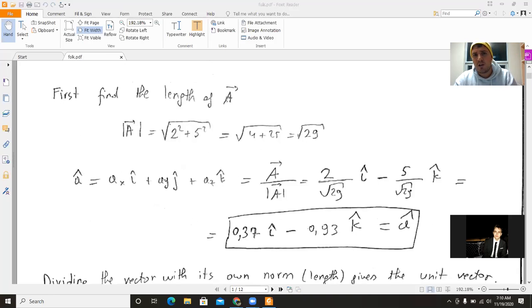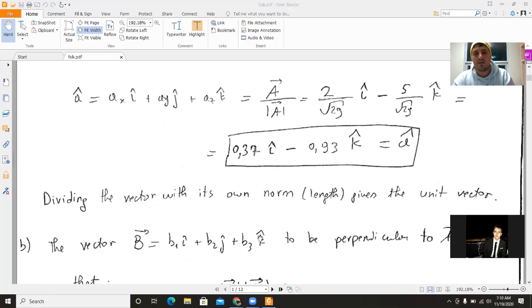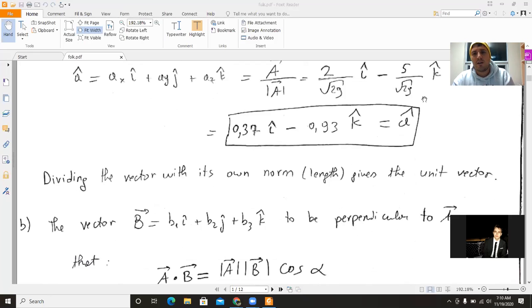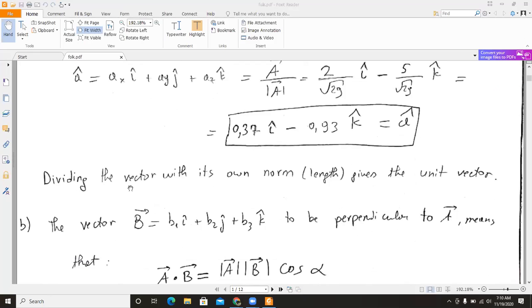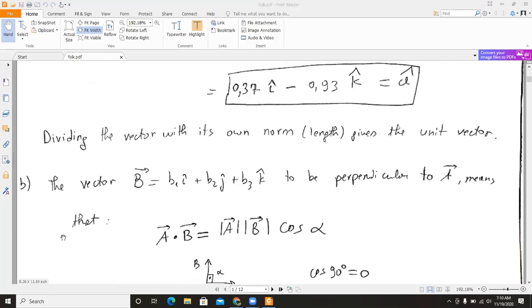Okay. This is along vector A. This is the unit. Don't forget. So yeah, there is where I have written it. So I have said that dividing the vector by its norm, its length, gives the unit vector, right? So the next question. Something about this.